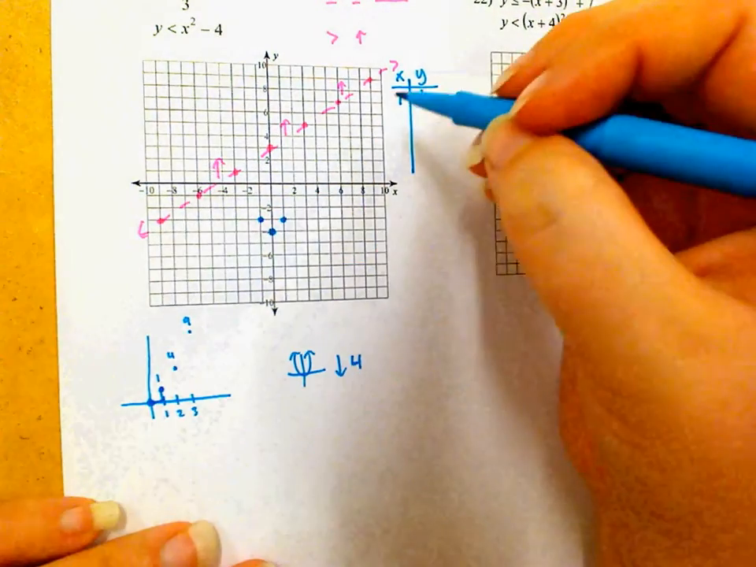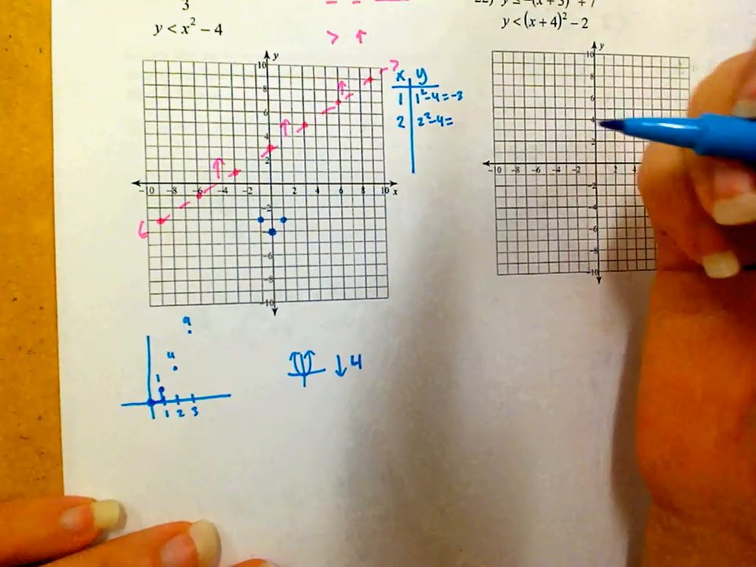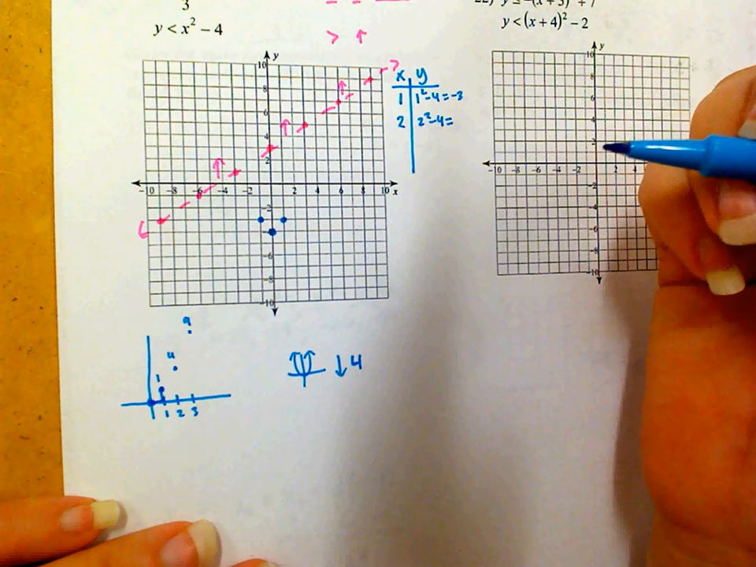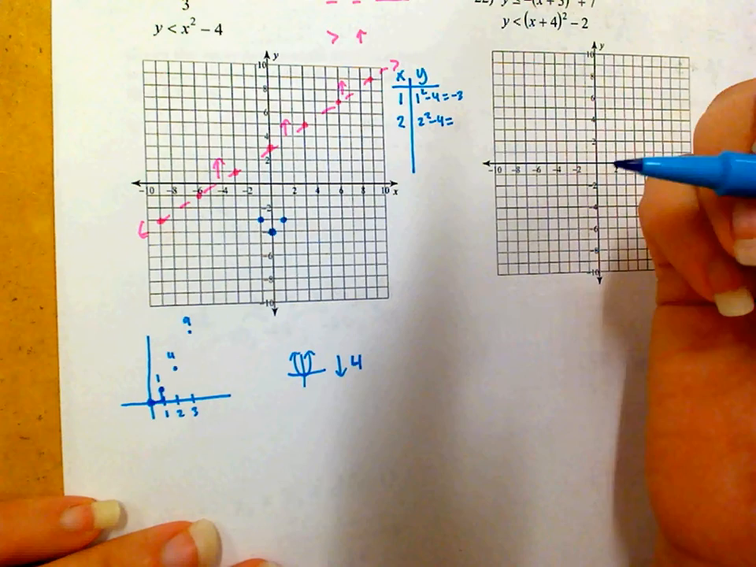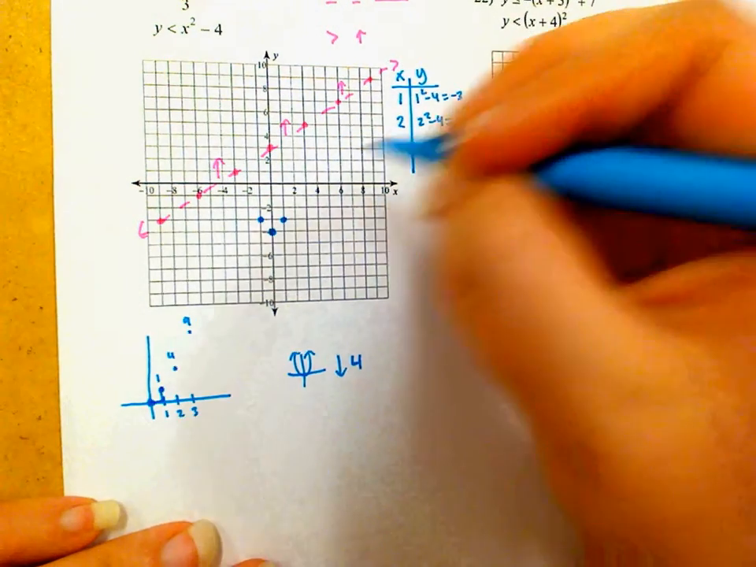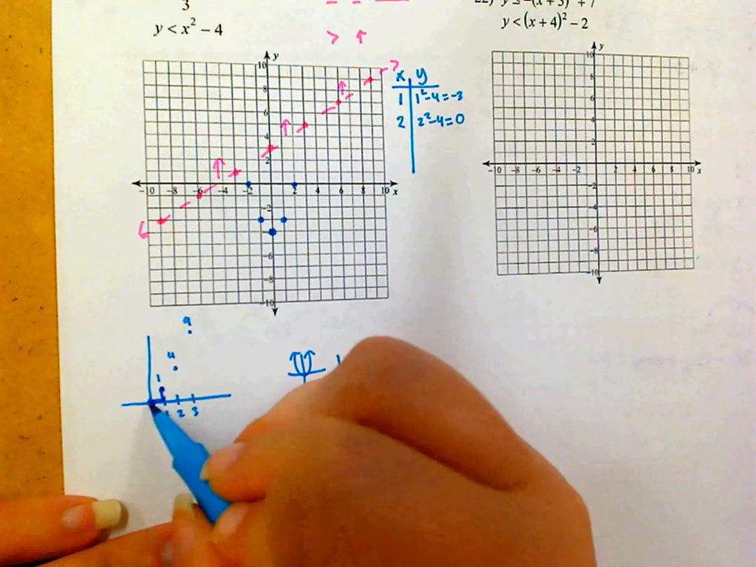What's 2 squared? 4 minus 4 is 0. Does that follow the pattern? I go over 1 and up 1. I go over 2 from the vertex, and I go up how many? 4. So if I go over 2, 1, 2, I went up 1, 2, 3, 4.